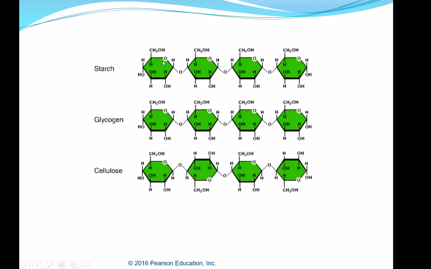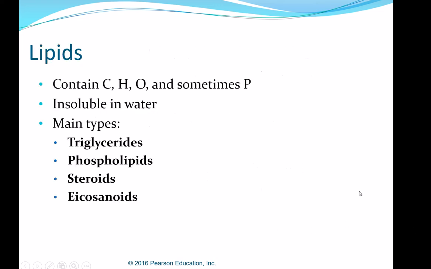So here you go. Here's your starch molecule. This is what you find in potatoes. Here's glycogen, which is us, and cellulose down here, which is also found in plants, but we are unable to digest it. We can digest starch, but not cellulose.